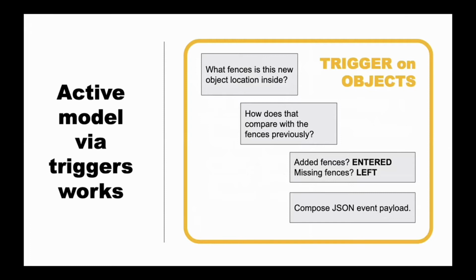Now, a simple event model might just check, each time the object moves, to see if it's inside the fence, and then add that to the event. So you'd get a movement, I'm in a fence, over and over and over again.